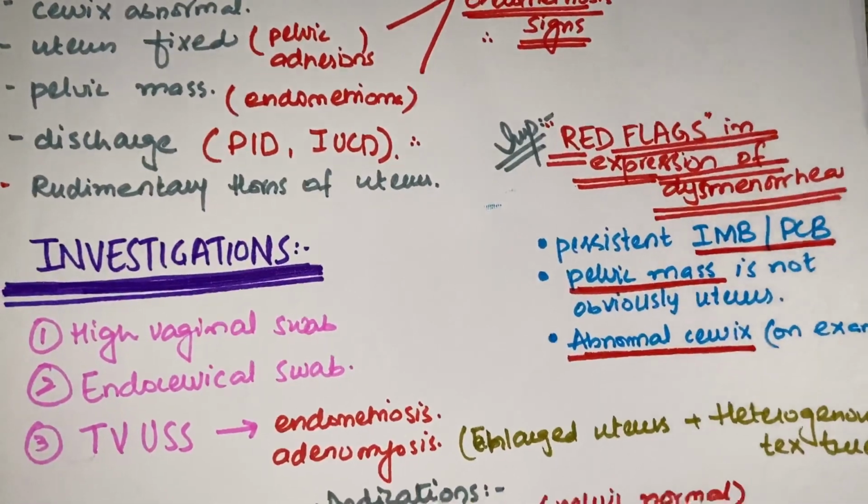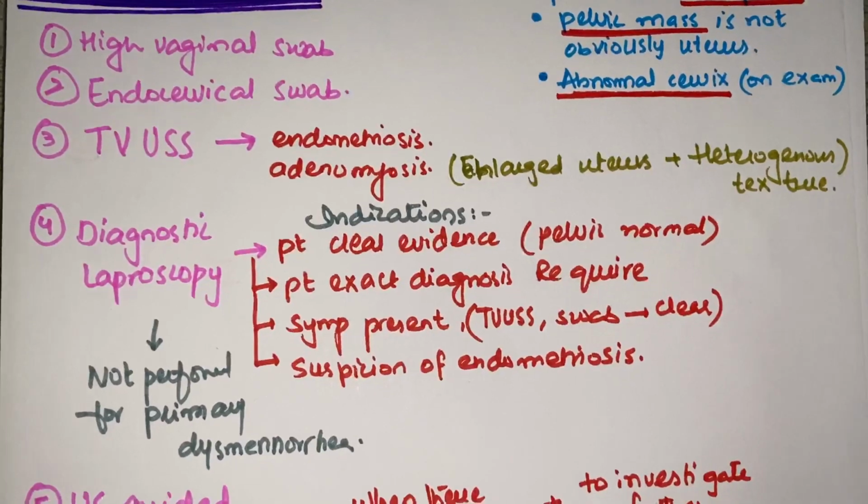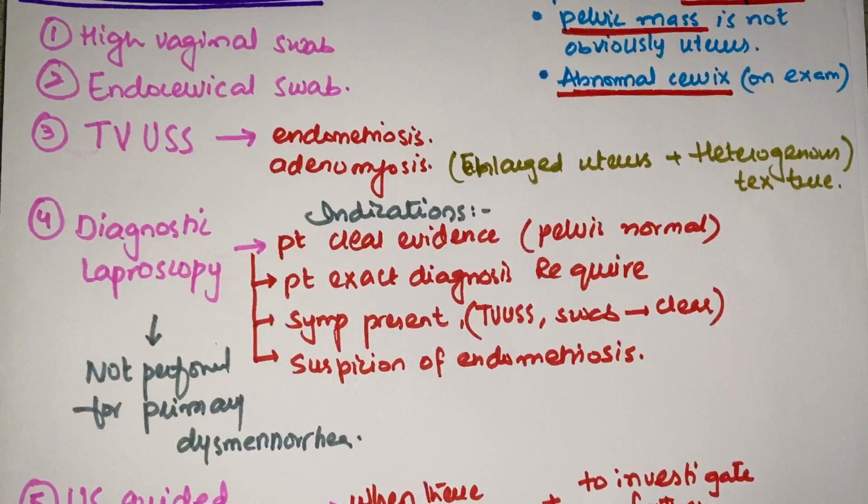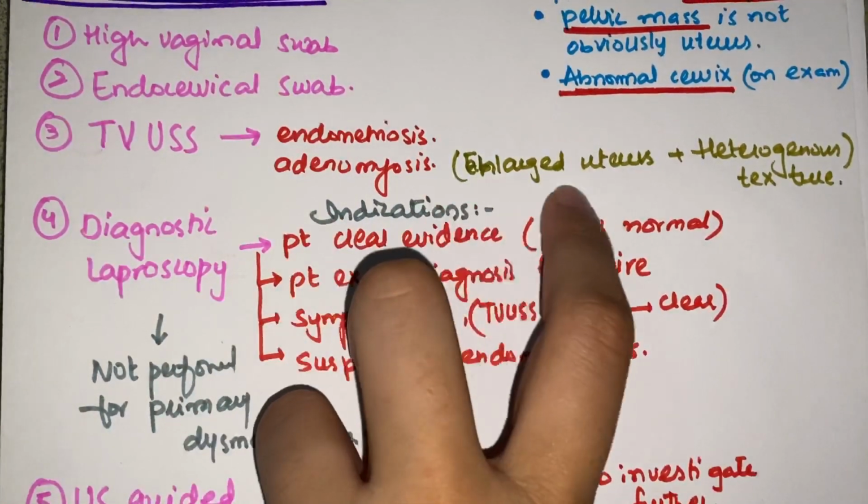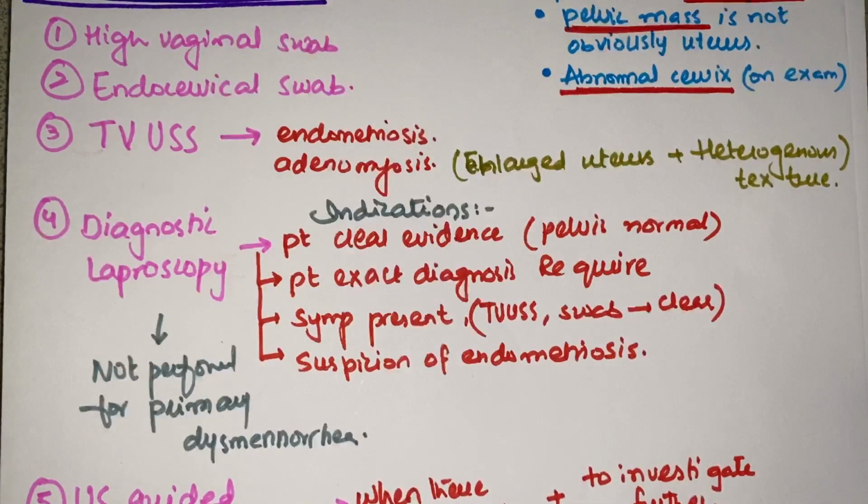Now we'll talk about the investigations of a patient with dysmenorrhea. First, since we know that infection can be a cause, we go for a high vaginal swab and an endocervical swab. We do both these swabs to find out whether any infectious agent is present in the secretions or in the genital area. Thirdly, we go for transvaginal ultrasound. We do this in those patients in whom we suspect either endometriosis or adenomyosis as an underlying pathology. And if we have adenomyosis, then we'll see an enlarged uterus plus a heterogeneous texture of the uterus.